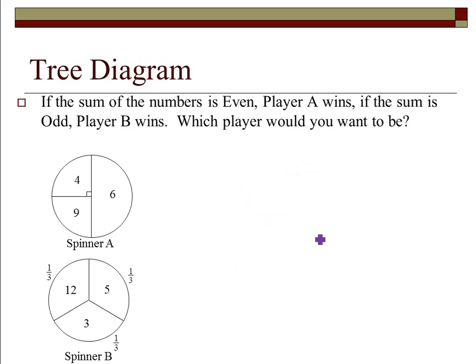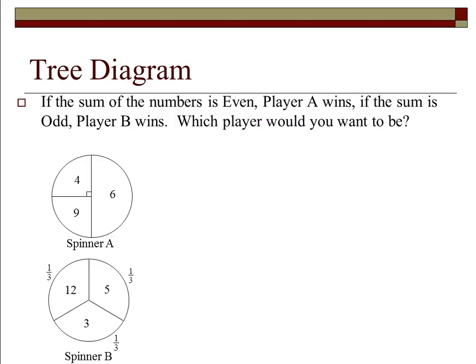Okay, let's say we're doing a tree diagram. So I'm going to use the same spinners, but I'm going to change the rules this time. This time, we're going to take the two numbers and add them together, and if the sum is even, player A wins. If the sum is odd, player B wins. Now, which player would you want to be? Well, let's do it with a tree diagram this time, because this way I can add the numbers together at the end of my tree to see whether it's even or odd.